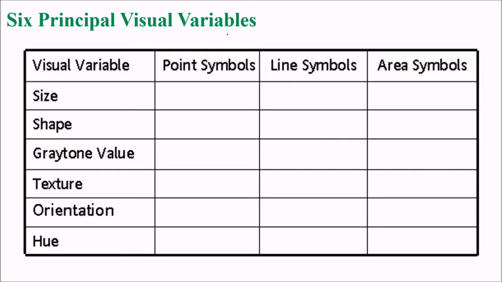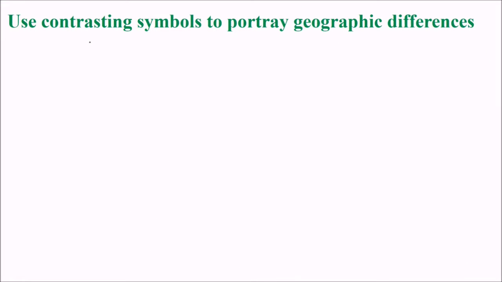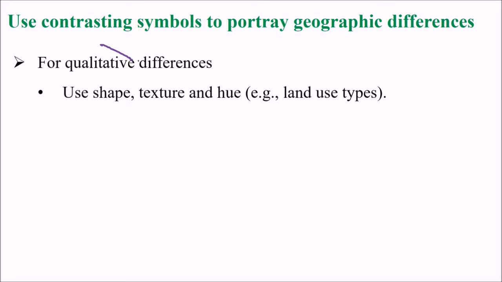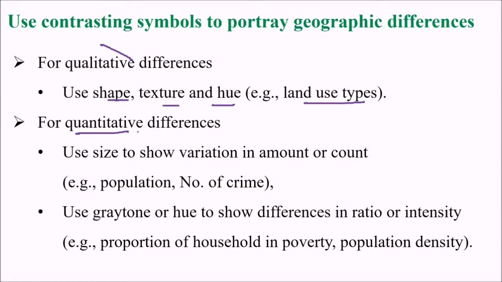There are 6 principal visual variables for any image interpretation. The visual variables are size, shape, gray tone value or the intensity variation, the texture, the orientation, and the hue. You can use contrasting symbols to portray different geographic differences. For qualitative differences, you can use the shape, texture, and hue for land use type, for example. But if you are talking about the quantitative, that is, values are involved, you need to show the variation in the amount or count, like population, number of coins. We have already discussed this. You will use the gray tone or hue to show differences in ratio or intensity. For example, population density, etc.